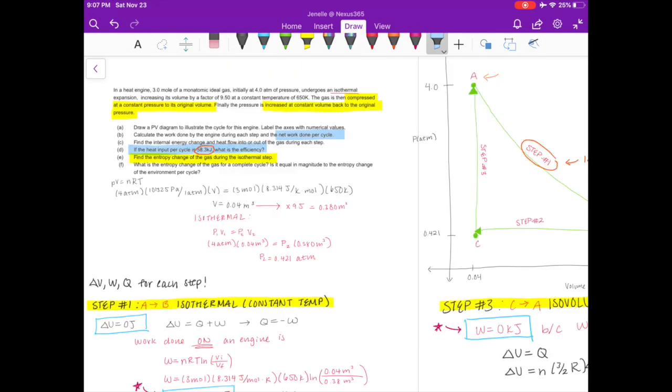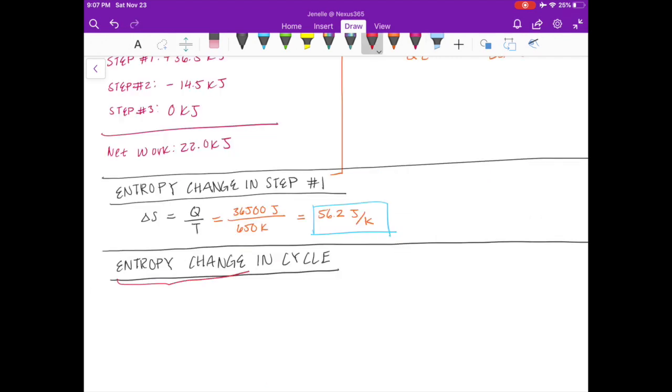What is the entropy change of the gas for a complete cycle? Is it equal in magnitude to the entropy change of the environment per cycle? In order to answer this question, we must first ask ourselves, is entropy a state function or is it a path function? A state function is a property whose value does not depend on the path taken to reach a specific point. Path functions are the exact opposite. They do depend on the path taken to reach the point.